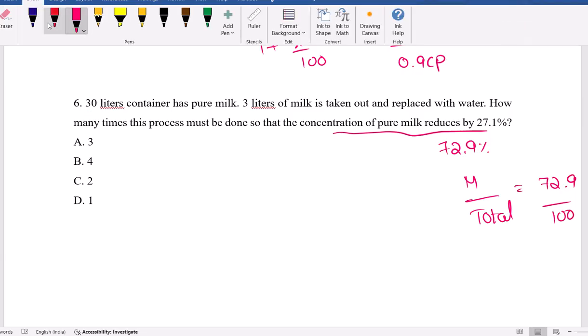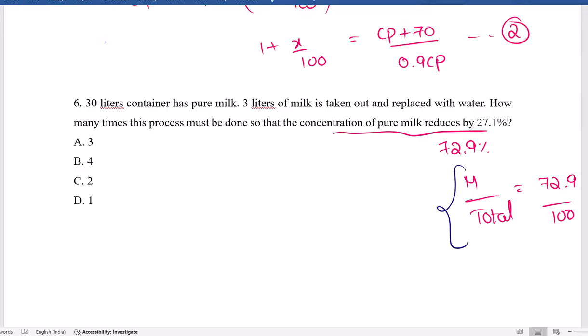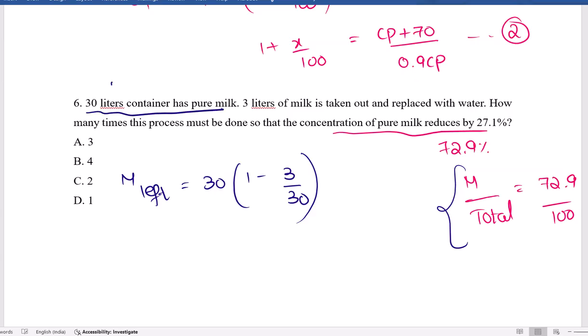Now how many times you have to do so that this will come, right? So initially milk is 30. Among 30 liters, you are removing 3 liters out of 30, right? So total or initial milk both are same. 30 liters of milk is there. Total also 30 only because you removed 3 and are adding 3 liters of water. Total will not be disturbed. So this 30 can be sent to this side. Finally you want 72.9%, right?